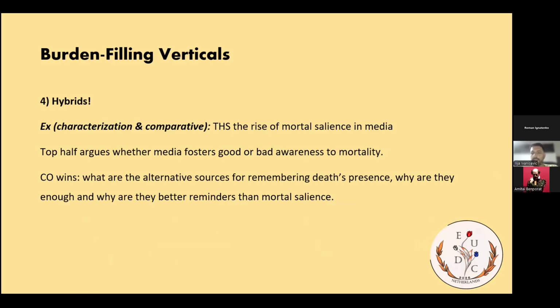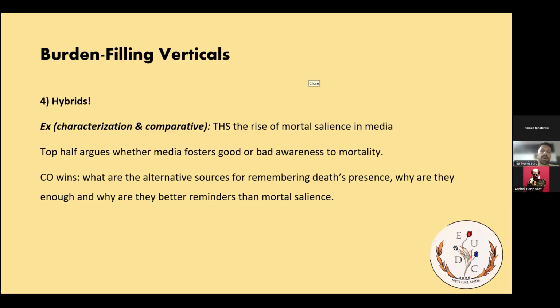So here we have the motion: this house supports the rise of mortal salience in media. There is a long info slide about mortal salience. I think Amitai might send it or not, but just generally, it is this awareness that we are all gonna die, and about that, etc. Apparently, I judged this round some time ago online. I of course don't remember this, but I was told that I judged this round.